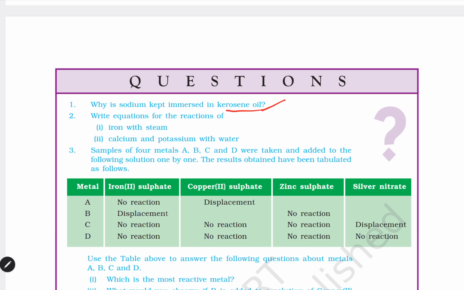We need to be very careful while storing sodium. We cannot keep it just like that. If you keep it like that, it will catch fire. That you have to understand.